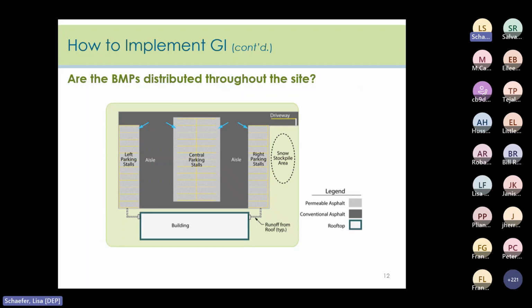The next question to be asked is if the GI BMPs are dispersed throughout the site. So the previous example was certainly a good one, and that had a lot of BMPs spread all over the place. Well, here's another. The parking stalls are pervious pavement, and they're separated by impervious pavement aisles that are graded to direct runoff to the pervious areas.